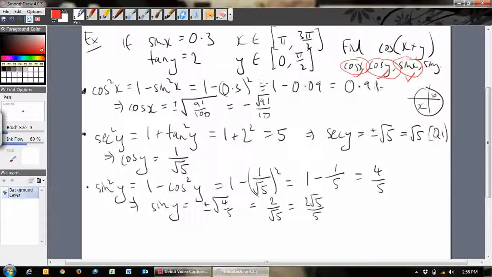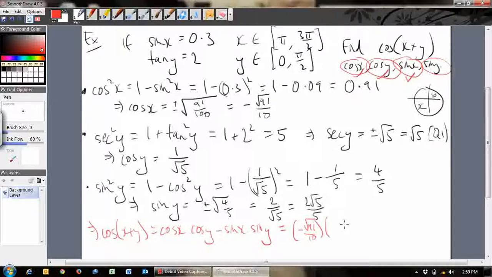Okay, so we now have everything we need. It's a bit of work. We've got our sine y, so cos x plus y equals, and I'll write out our formula now, looking at my formula sheet. Cos x plus y is equal to cos x cos y minus sine x sine y. Cos x is equal to negative root 91 over 10.